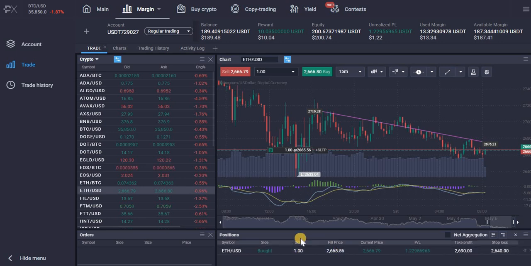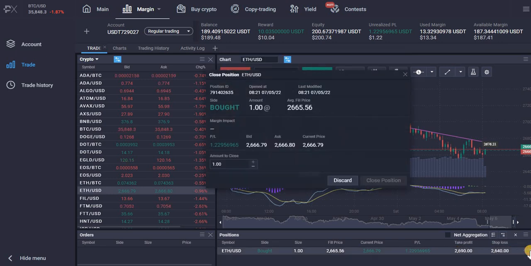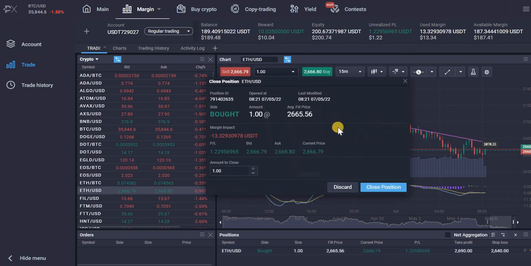Now this right here is my entire position and you can see right now I am in a slight profit. To cancel this trade, you can click on the X section right here and I can immediately cancel this trade with this amount of profit.